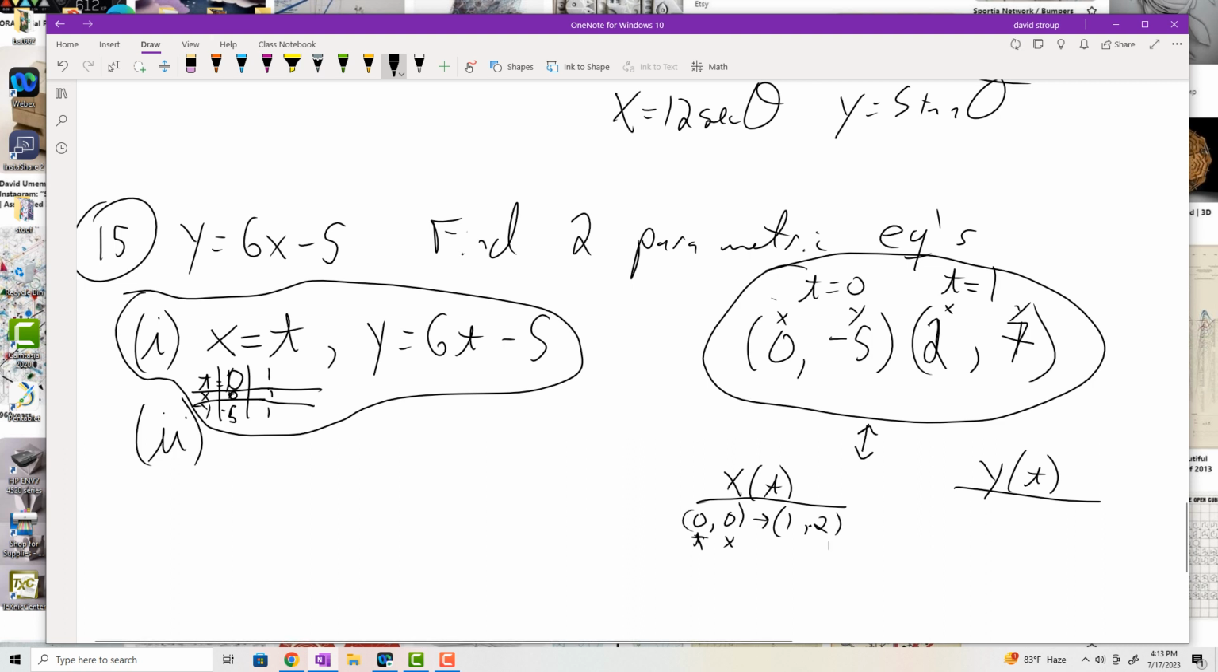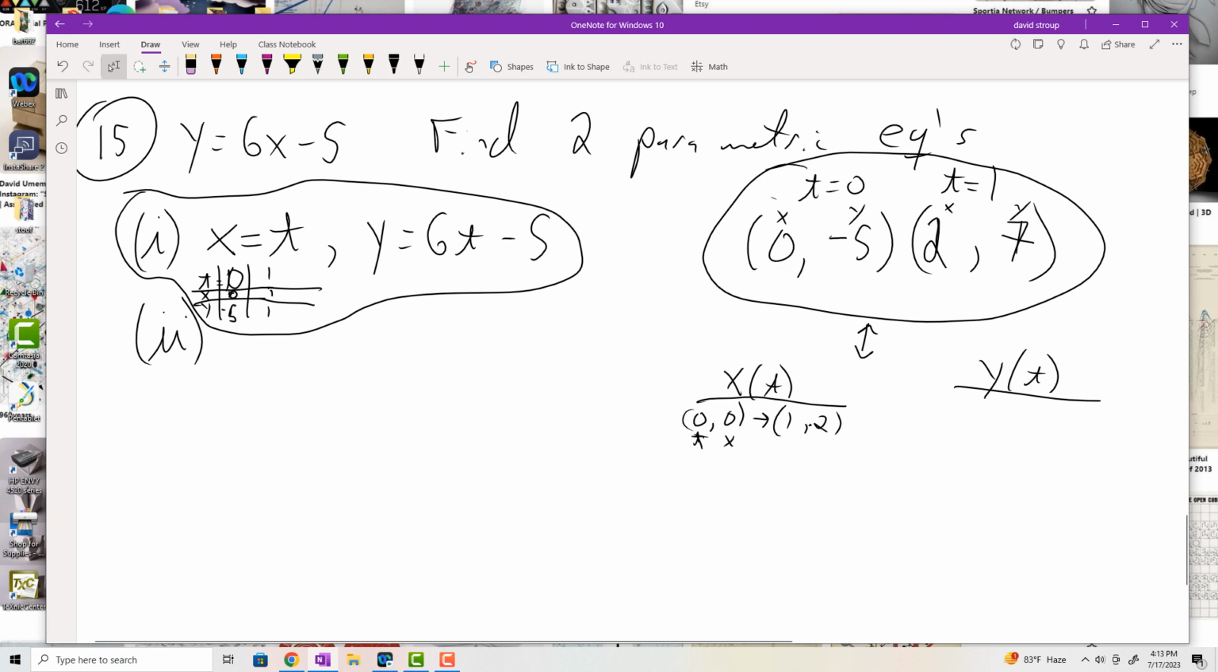Okay? And then you can get a slope for the x equation. It would be 2 minus 0 over 1 minus 0, which is 2. And then you've got y minus 0 equals 2 times x minus 0, so it looks like y equals 2x. Or in this case, of course, we have different variables, so it's x and t.